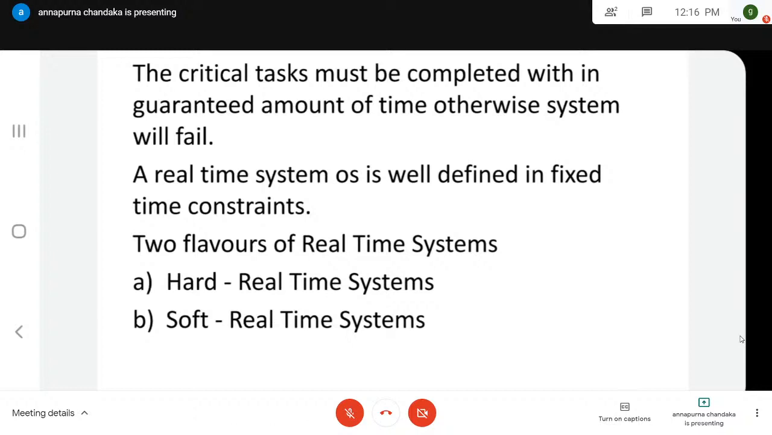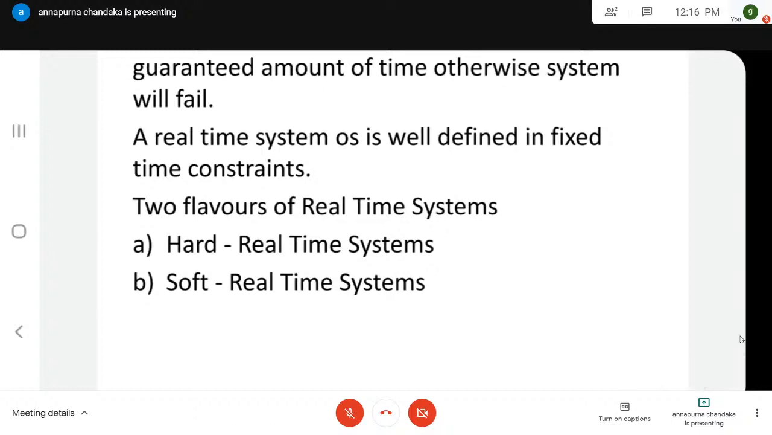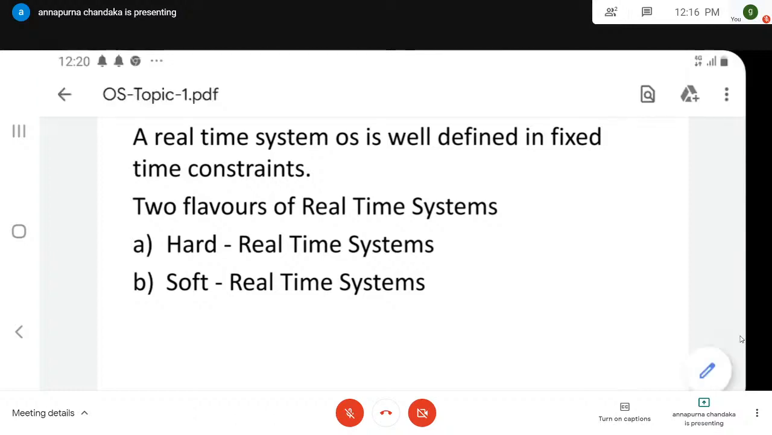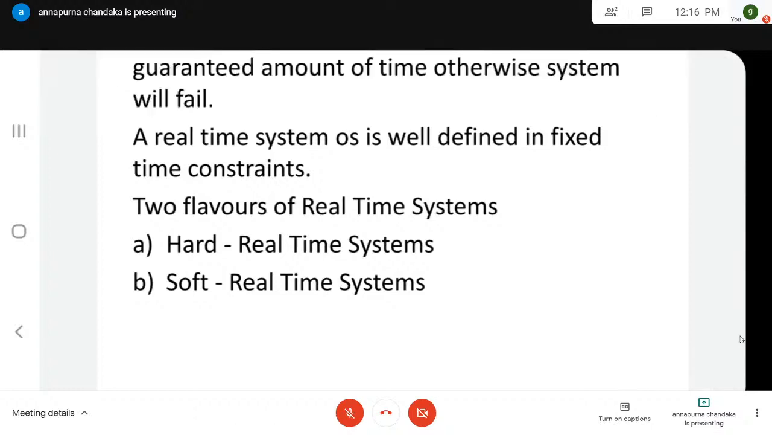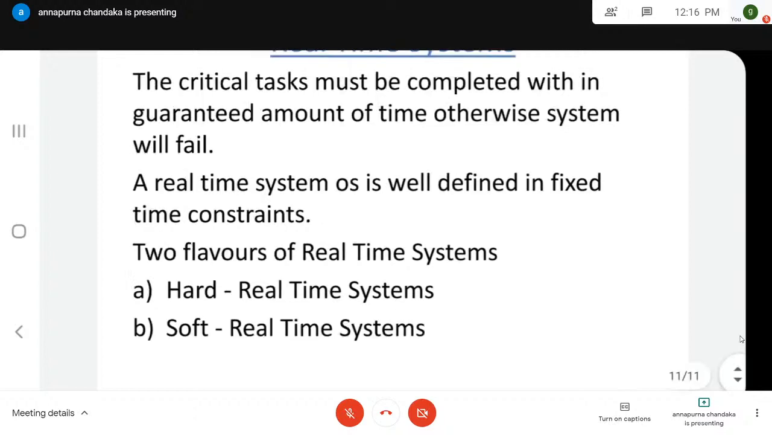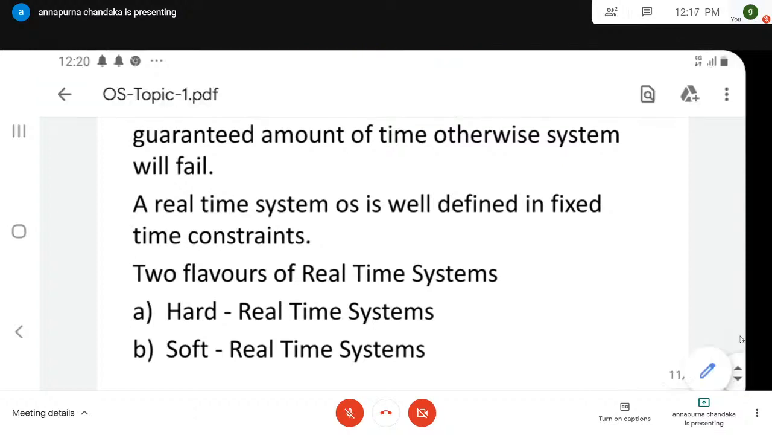So whatever task has been specified there must be completed within 10 nanoseconds, otherwise the system will fail. The operating system designed to control that nuclear reactor is called a real-time operating system. That's why we define it as a real-time operating system: the critical tasks must be completed within a guaranteed amount of time, otherwise the system fails. Any operating system designed with a time constraint is called a real-time operating system.